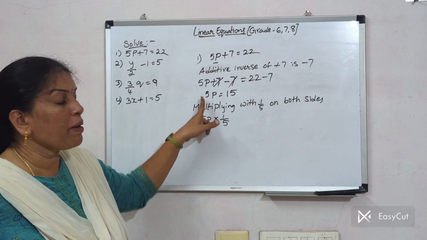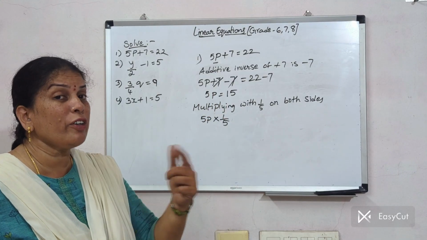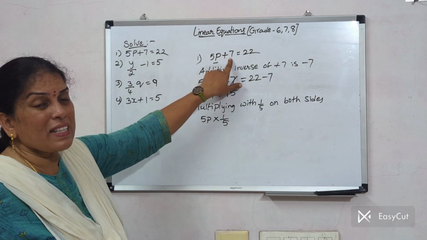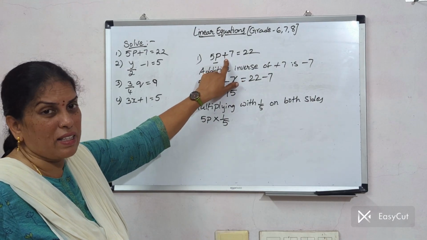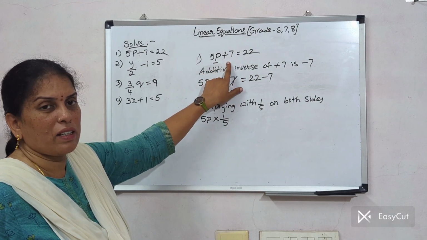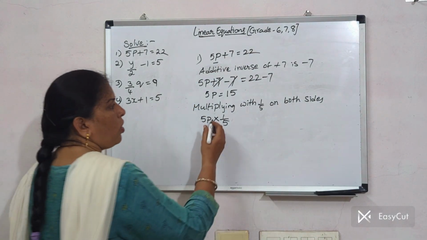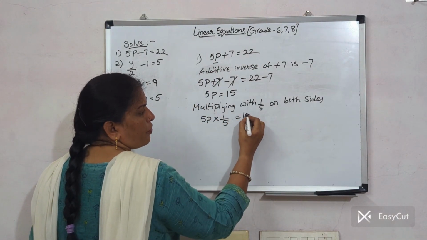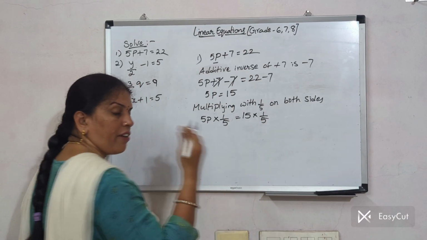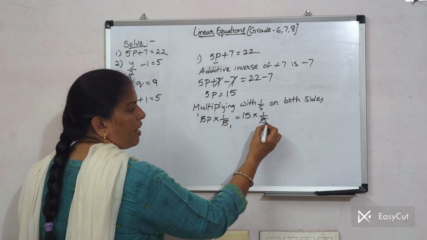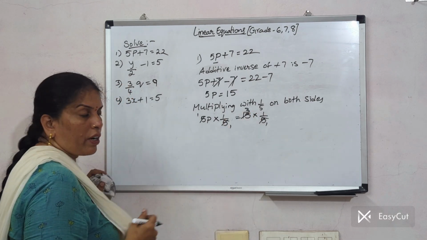Why? Because 5p means 5 times p, 5 into p. So we must write only the multiplicative inverse. Here plus 7, the symbol plus is in between, so you must write the additive inverse only here. Understood, ma? So, right side also 15 into 1 by 5. All of you understood? 5 ones, 5 threes.